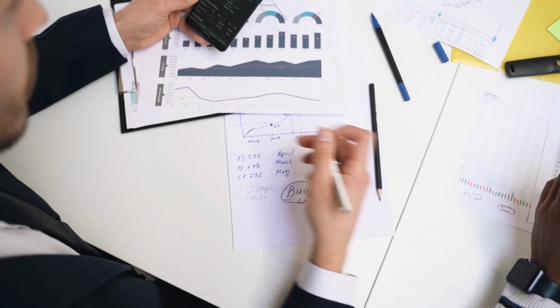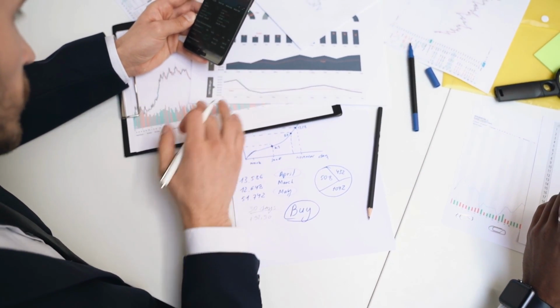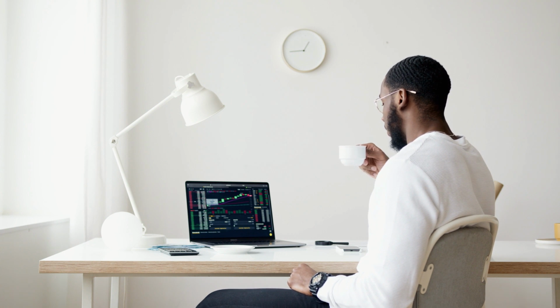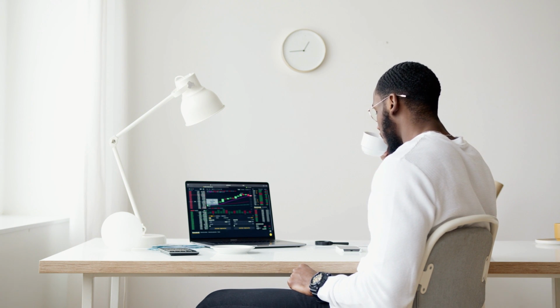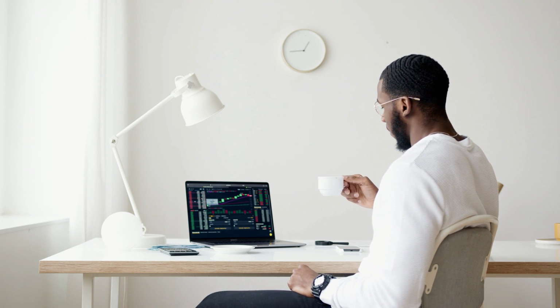7. Embrace a disciplined mindset. Successful Forex traders approach the market with discipline and emotional control. Emotions, such as fear and greed, can cloud judgment and lead to poor decision-making. Develop a trading routine, stick to your trading plan, and avoid impulsive trades based on emotions. By maintaining a disciplined mindset, you increase your chances of consistent profitability.